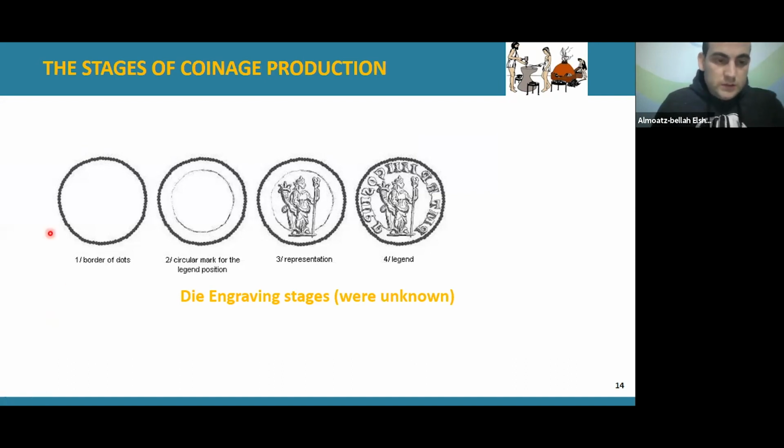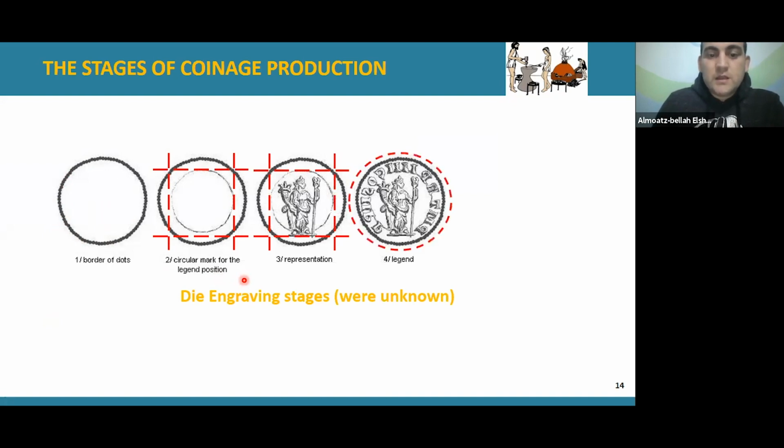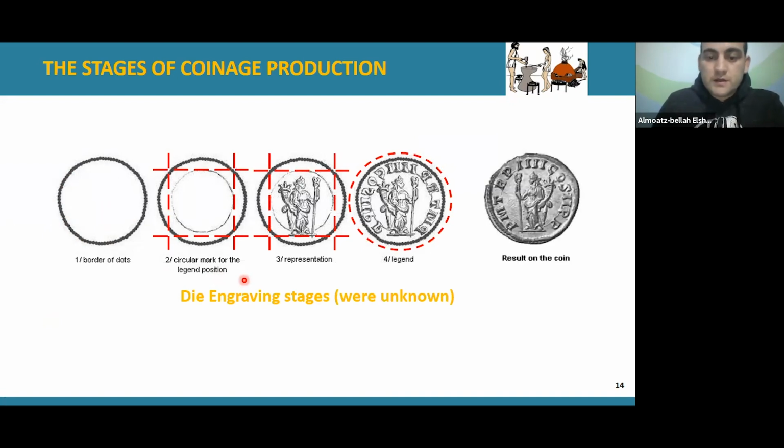And here the worker who engraved the dies has to start with a border of dots, and then do a circular mark for the legend position, and then the legend representation, and then the legend name and his title in Latin. At the end, the result on the coin.